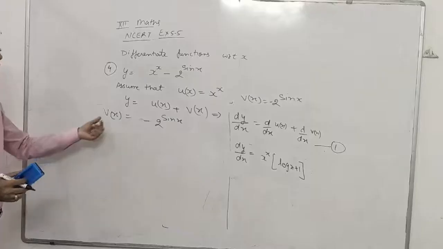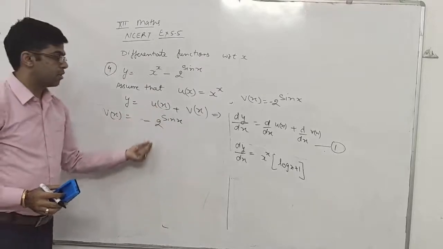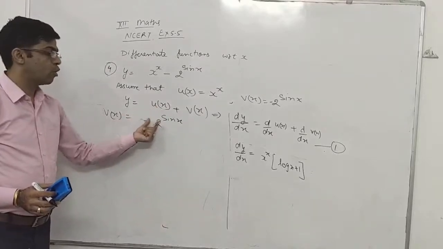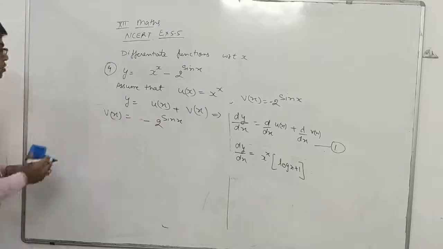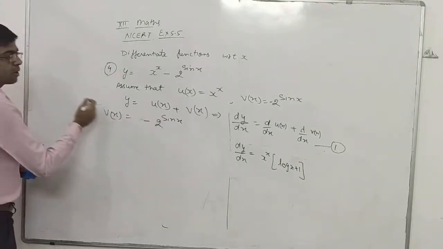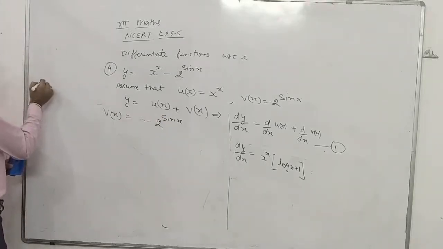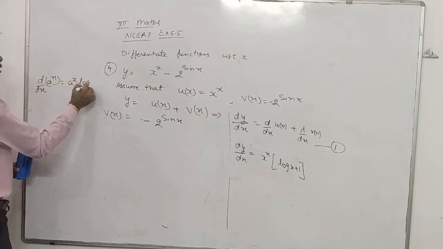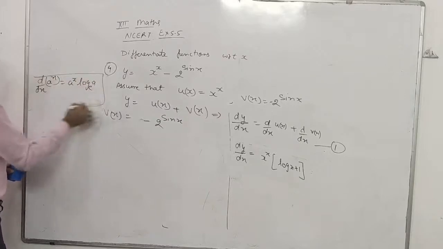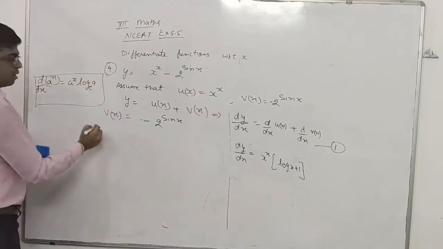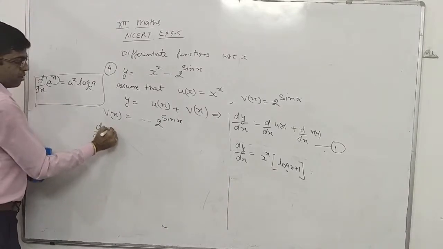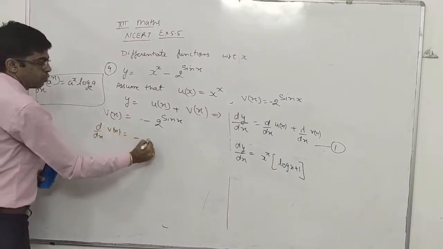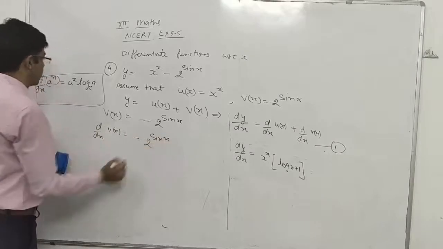So now we have to differentiate this function. There is no requirement to take log on this. dy/dx of b^x is minus 2 raised to the power sin x.